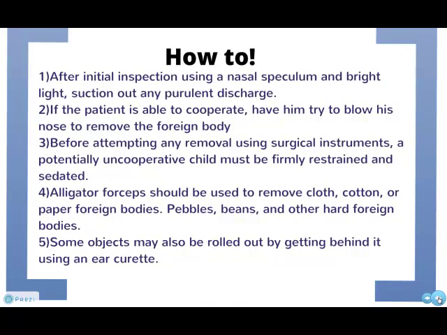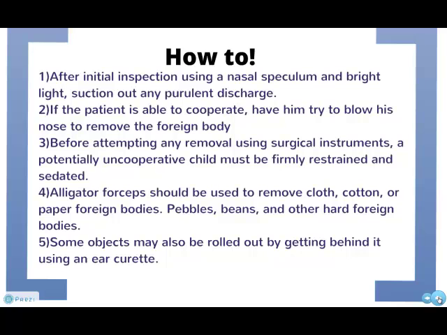So now here's a how-to. How would you remove a foreign object in the nasal cavity of a pediatric patient? First, after initial inspection using a nasal speculum and bright light, you want to suction out any purulent discharge. If the patient is able to cooperate, have him try to blow his nose to remove the foreign object. Before attempting any removal using surgical instruments, a potentially uncooperative child must be firmly restrained and sedated.